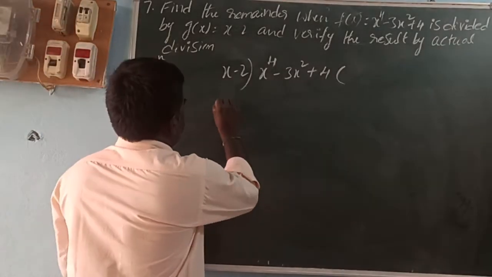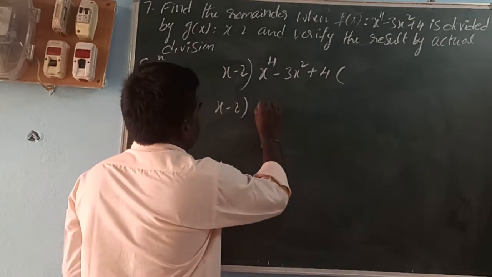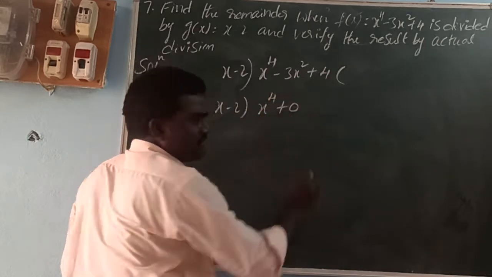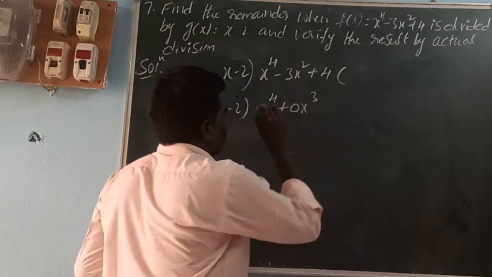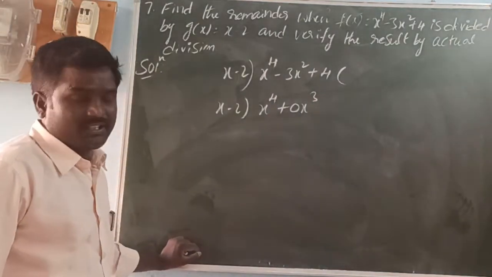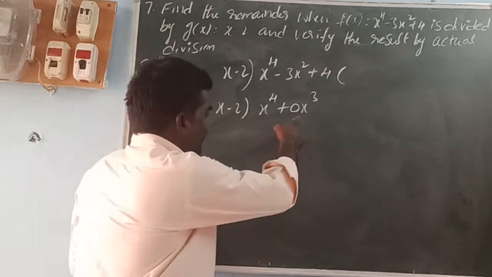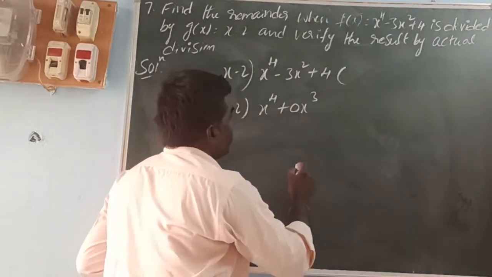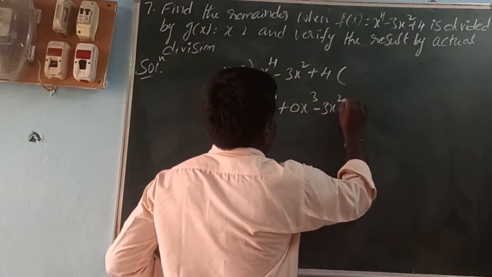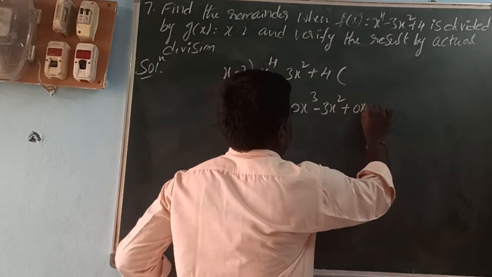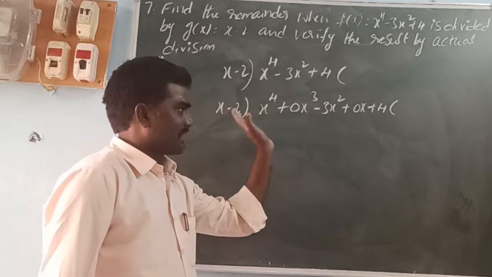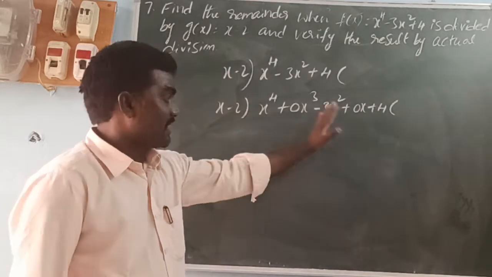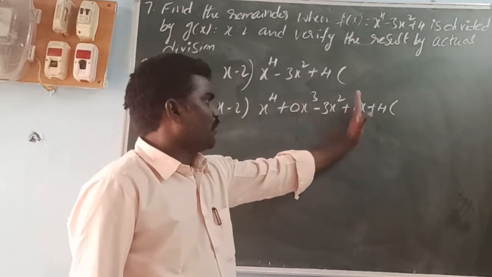So here we can write the dividend as x power 4 plus 0x cube. Here 0 multiplied with anything, we get 0. So now what is the degree here? 3. Okay, minus 3x square plus 0x plus 4. So now the polynomial is in the form of its degree, in descending order: degree 4, 3, 2, 1, 0.